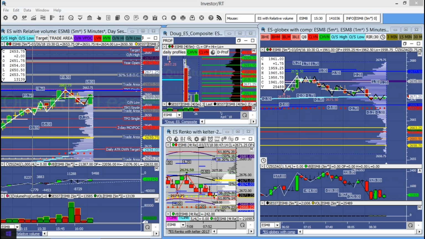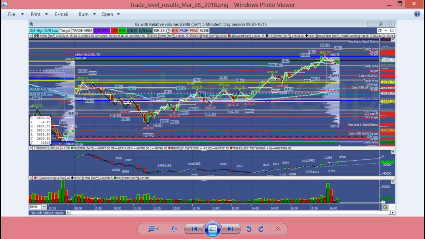Okay, let's take a look at yesterday. Yesterday, we were looking for a rotational day. We were looking for an open auction in range, looking for a move up to the upper distribution and then a rotation down into the lower distribution and chop down there. That was Hypo 1. Hypo 2 was the opposite, which was a move down into this distribution, find buyers, move up and chop in the upside part of the distribution, the upper distribution.